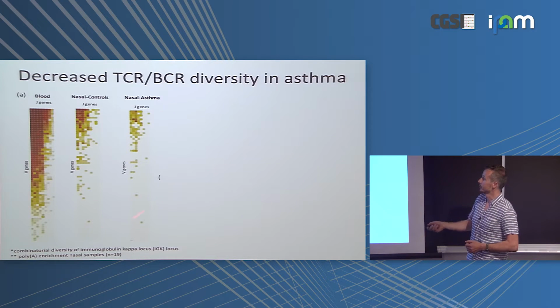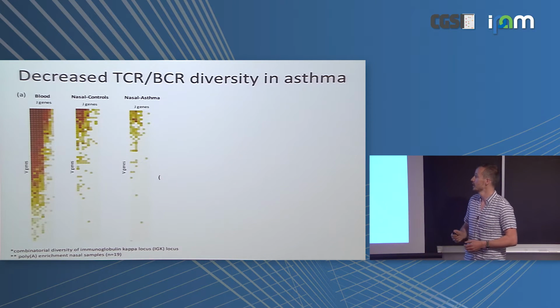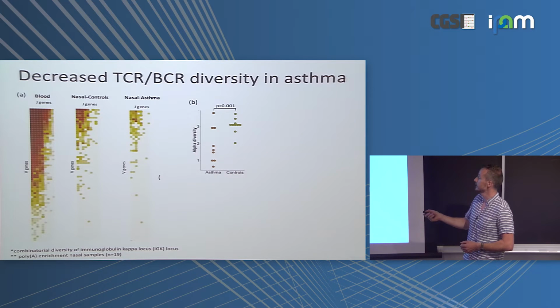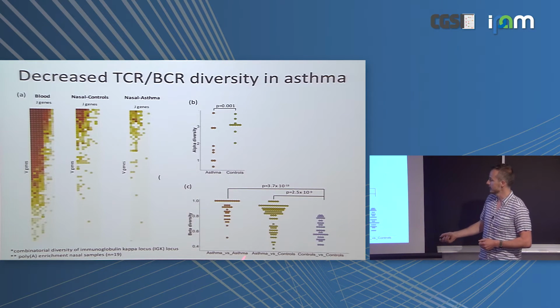And I guess even from the heat map, you can see that the controls are more diverse. There are more VJ recombinations present in controls. So we take a formal way to assess it. We took the alpha diversity per sample, and we see a significant increase in the alpha diversity in the controls. As well, we look at the beta diversity, where we compare the controls to themselves, the asthma individuals to themselves, and the asthma to the controls.